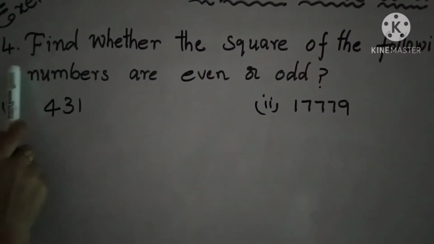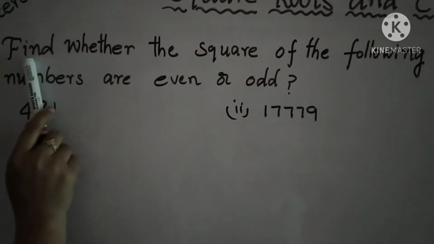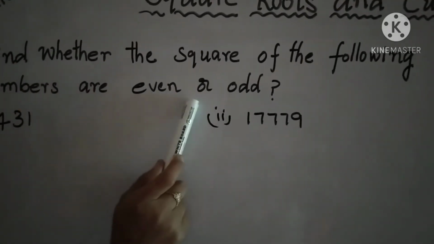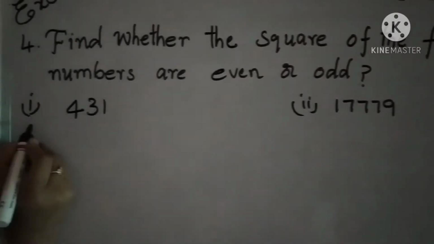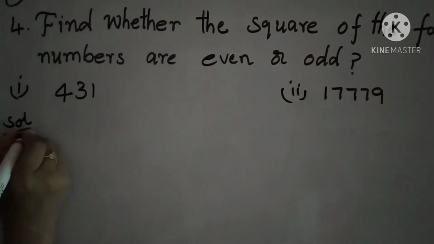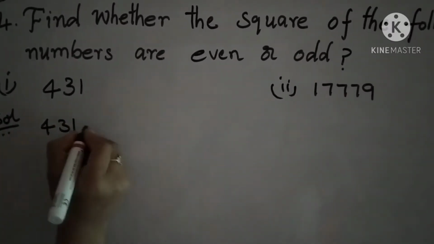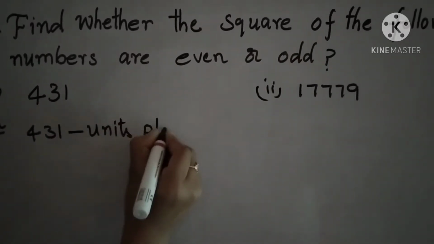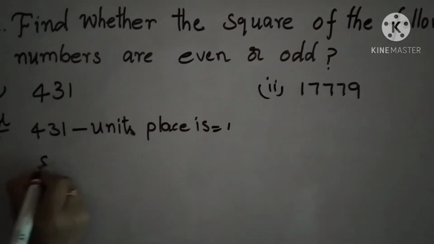Next, fourth Roman: find whether the squares of the following numbers are even or odd. Even number or odd number. Once observe the first problem, 431. In this number, the units place is 1.